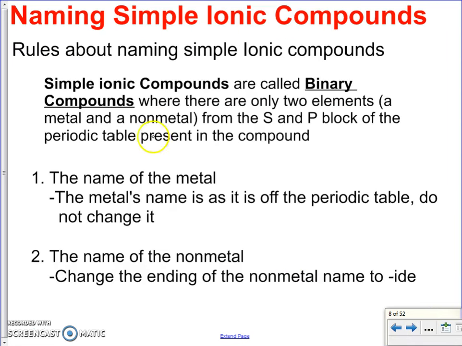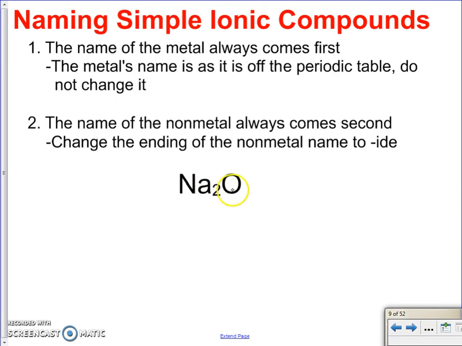Okay? Now for naming, the good thing is because we've already had you naming the ions themselves, the naming's pretty easy. It's the same thing we've been doing. The name of the metal is just the name of the metal directly off the periodic table. So sodium is just sodium. And then the ending of the nonmetal, or the anion, we change to IDE just like we have been. So chlorine becomes chloride. So let's look at one. Na2O. Na is sodium, so we just write sodium. And then O is oxygen, which becomes oxide. So this is just simply sodium oxide.